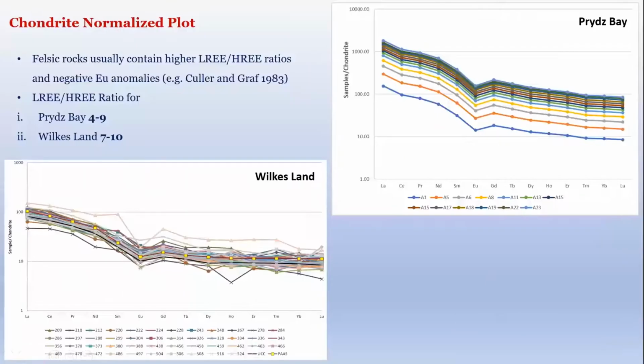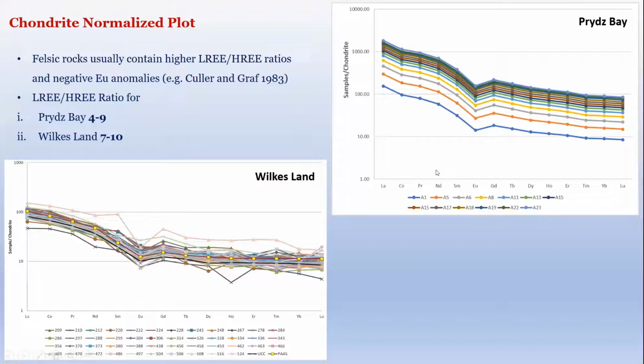And this is a normalized plot of both the regions. Felsic rocks usually contain higher LREE to HREE values and a negative europium anomaly. In both these areas, we are getting a negative europium anomaly and a 4 to 9 LREE versus HREE ratio, and 7 to 10 for Wilkes Land. That means they both represent intermediate to felsic provenance, and we are getting certain high REE values for Prydz Bay sediments. That may be because we are getting more monazite and zircon in the sediments of Prydz Bay.